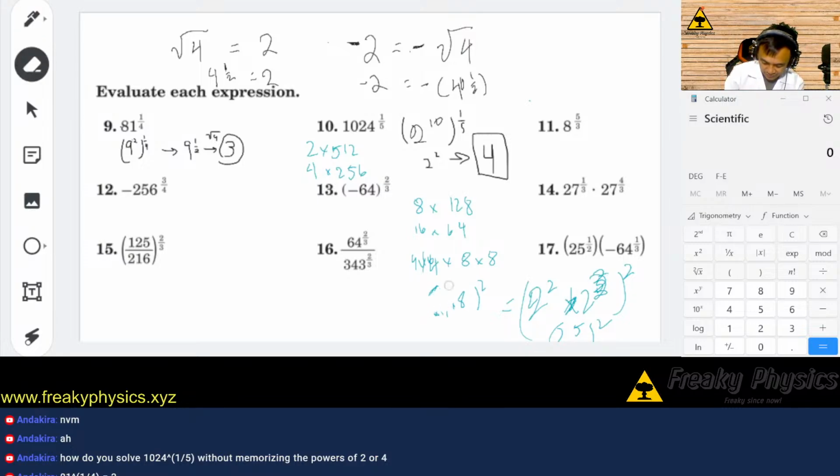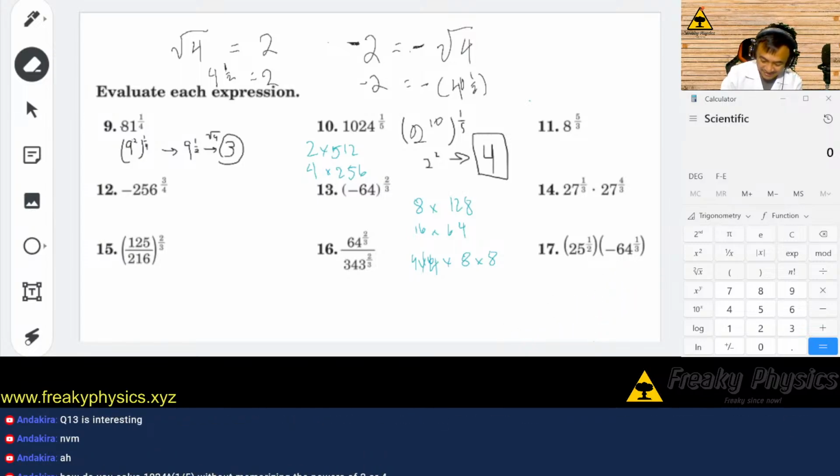So that's how you would do it. But if you haven't memorized it, it just so happened I work with this number, 1024, a lot, so I know it's 2 raised to 10. If you don't know it, you do this technique. It's a very popular number, I see. It's popular in programming circles. All right, let's go to 11.